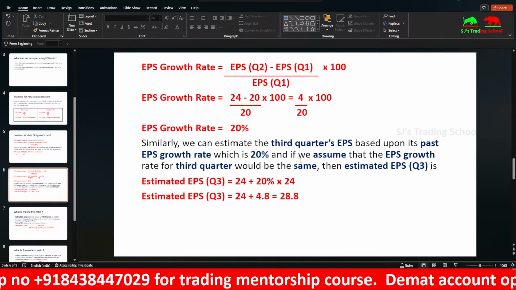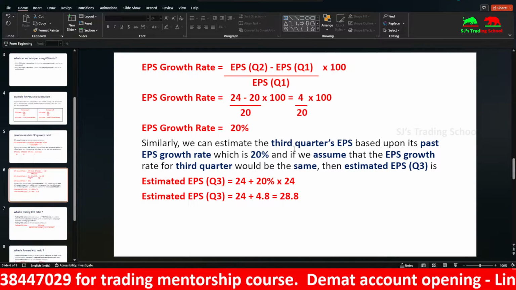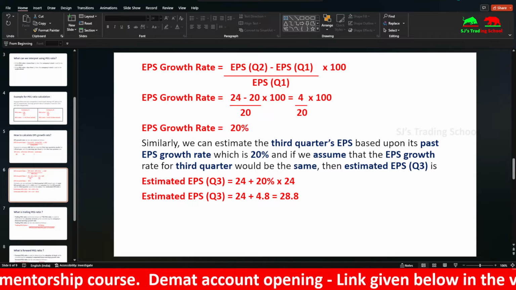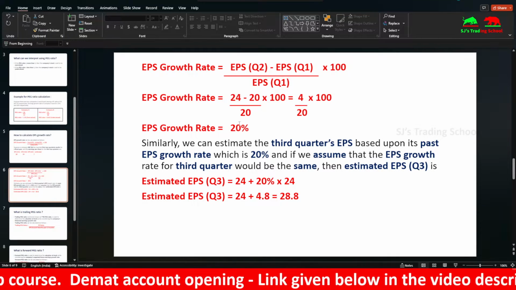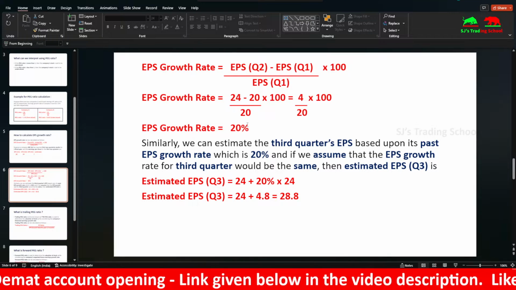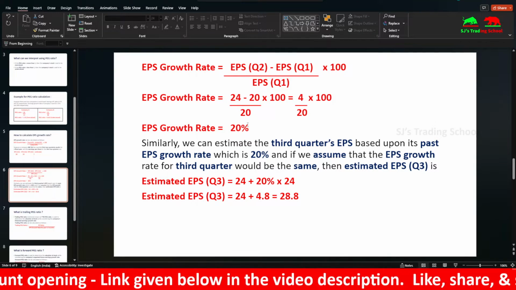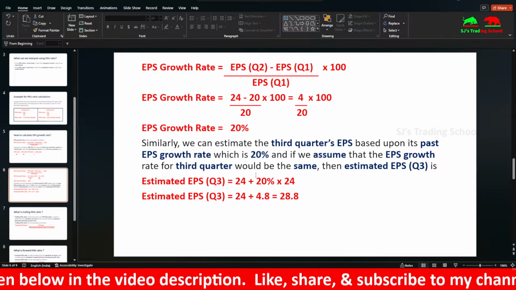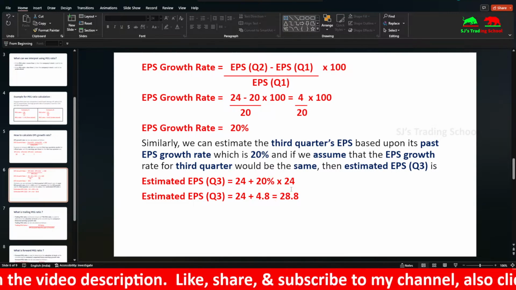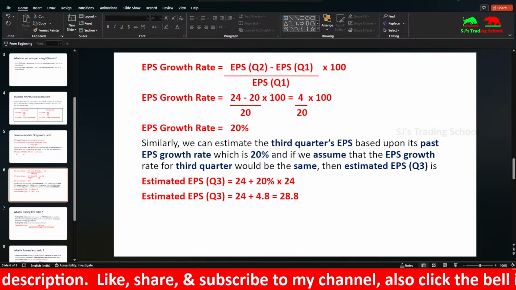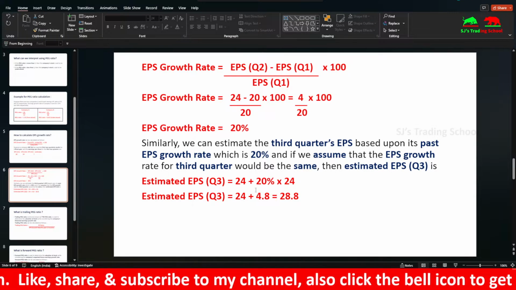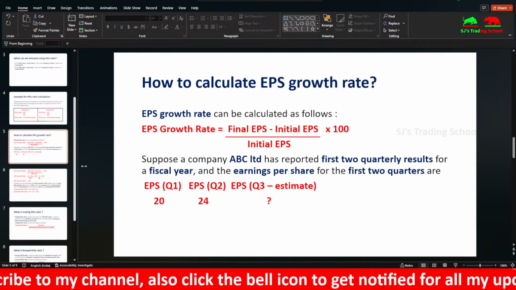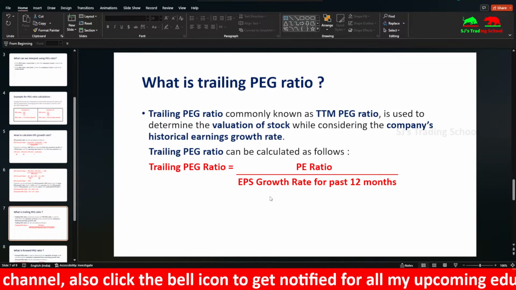Q3 is, you can see, since the growth rate of the first two quarters, from quarter 1 to quarter 2, the growth rate of the EPS is 20 percentage. We are assuming that the growth rate from Q2 to Q3 to also be 20 percentage. So that's why we are taking 24 plus 20 percentage of 24. That is, of means into, so multiplication. So this is 24 plus 4.8 is equal to 28.8. So the answer for this estimate is 28.8.